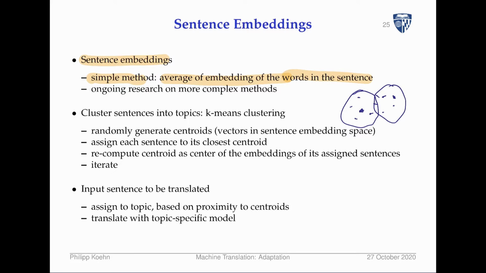And then you look at the clusters and say, well, the more central point of this cluster is probably not this one here, but maybe more this one or that one. And then readjust the clusters, and then you get a different centroid. So you automatically cluster sentences by similarity. So when an input sentence is to be translated, you can assign a topic based on the proximity to centroids and translate it with this topic-specific model that emphasizes this particular subset of sentences.